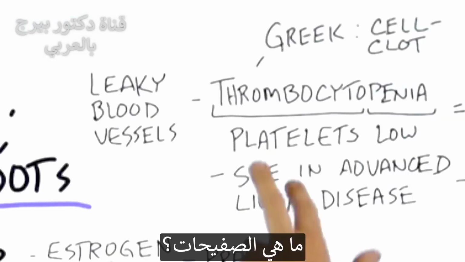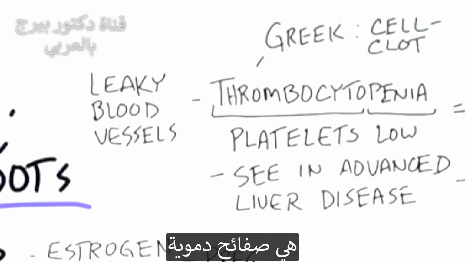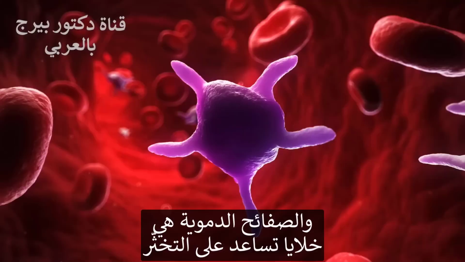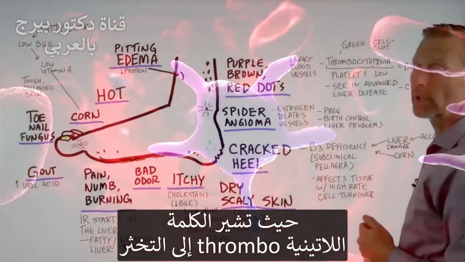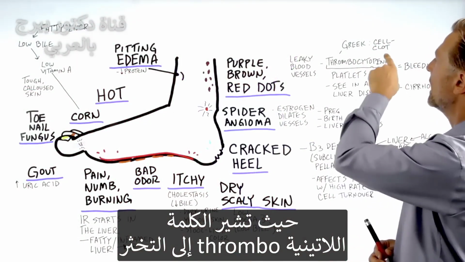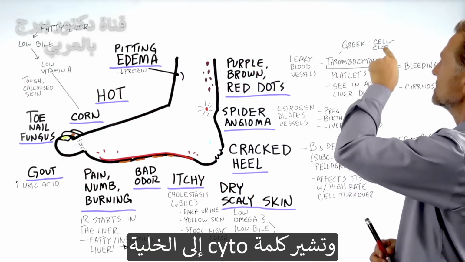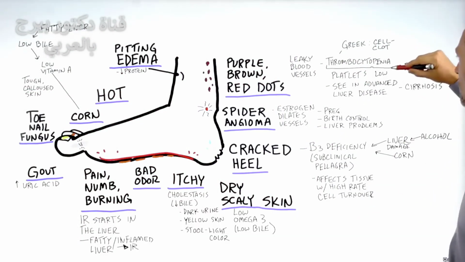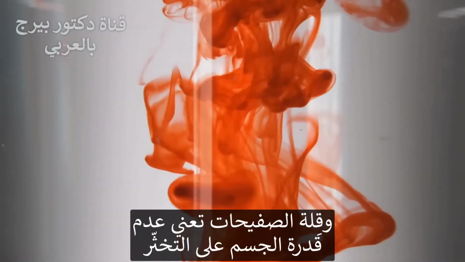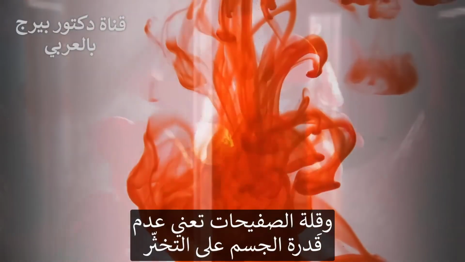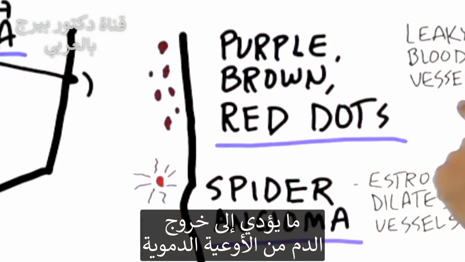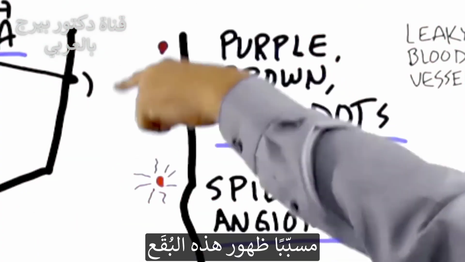All right, let's break it down. What is a thrombocyte? Well, it's a platelet, okay? What are platelets? They're cells that help clot. In fact, the Greek word for thrombo means clot, and then cyto means cell, and then penia means low. So we have low platelets. So thrombocytopenia is basically you are not going to be able to clot, and so you're going to have leaky blood vessels, and you're going to see this right here.